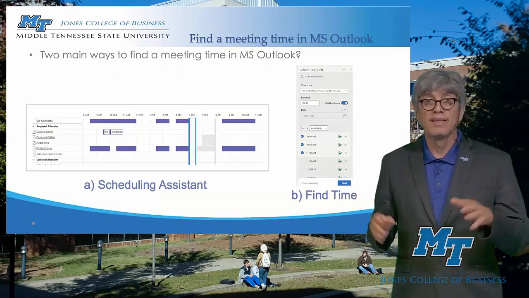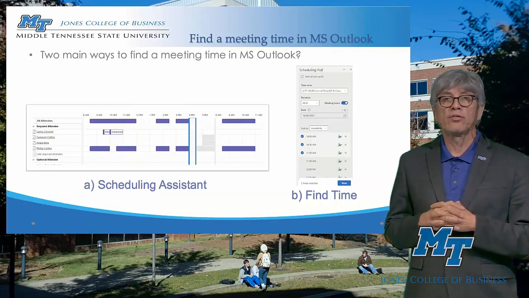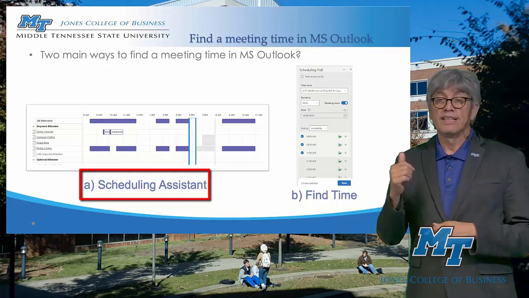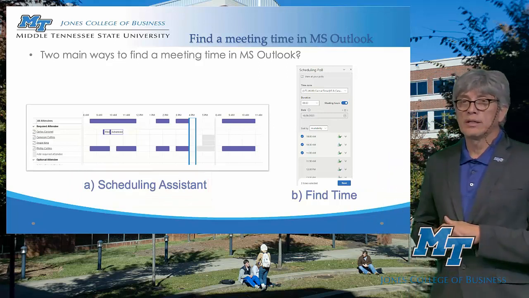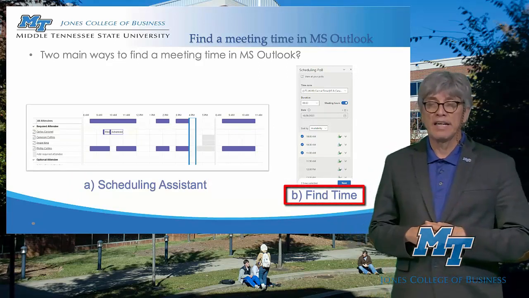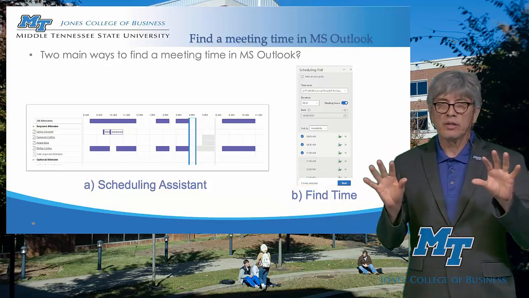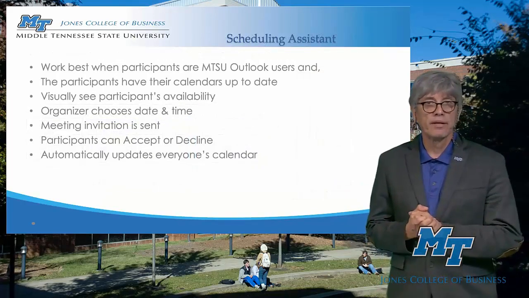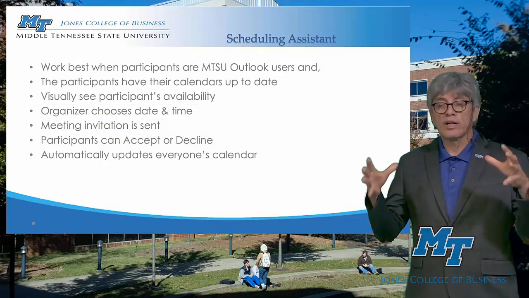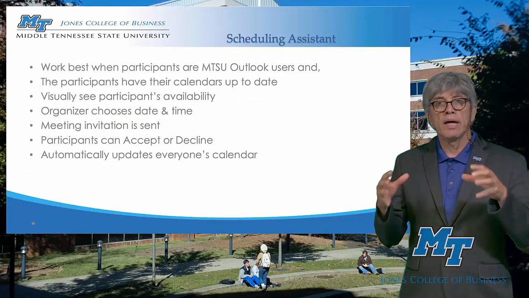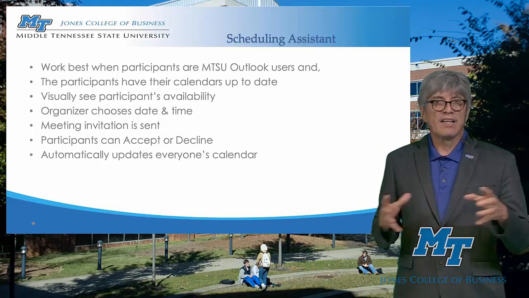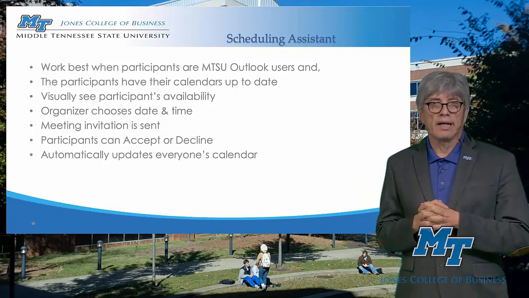The first one is using Microsoft Outlook Scheduling Assistant. The second one is using Microsoft Outlook Find Time. They are similar, but they work differently. So the Scheduling Assistant works best when you are trying to schedule a meeting among MTSU peers, everybody that works at MTSU that has a Microsoft email account.